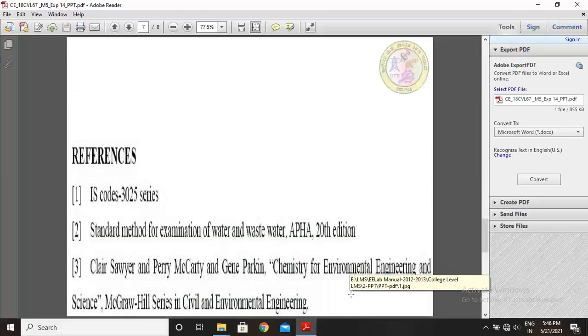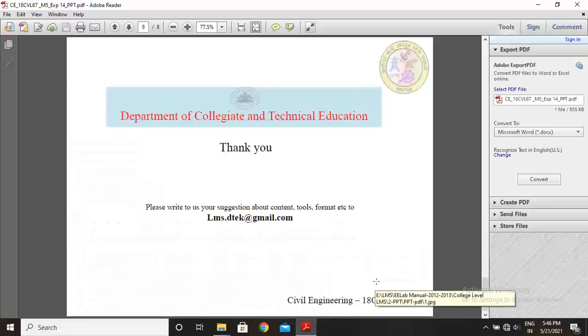These are the references used for these experiments as well as this subject. For study purposes: different IS codes, Standard Methods for the Examination of Water and Wastewater, 20th edition, and the third one is Chemistry for Environmental Engineering and Science, McGraw Hill Publishers textbook.